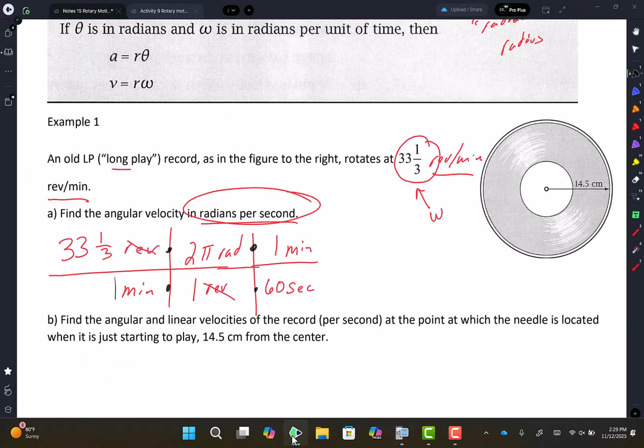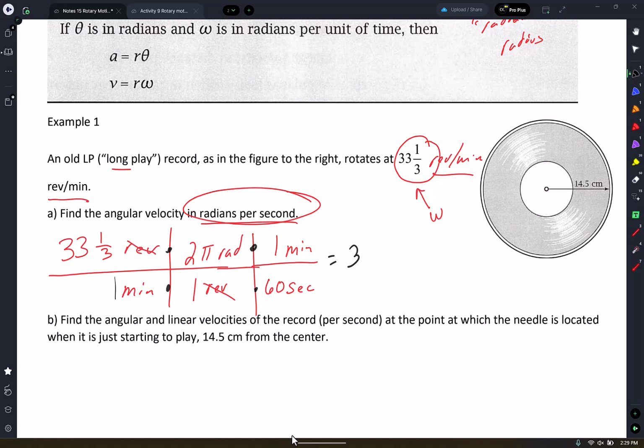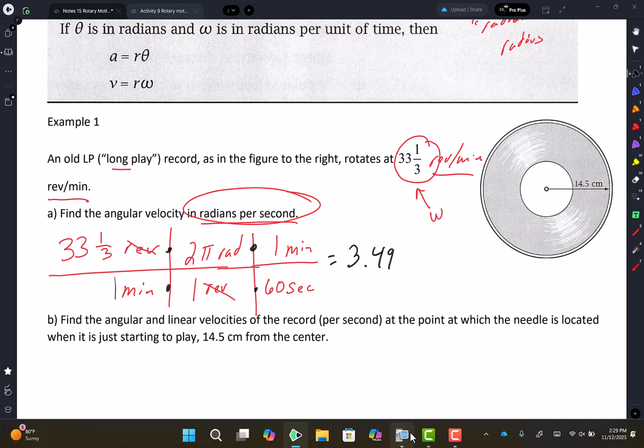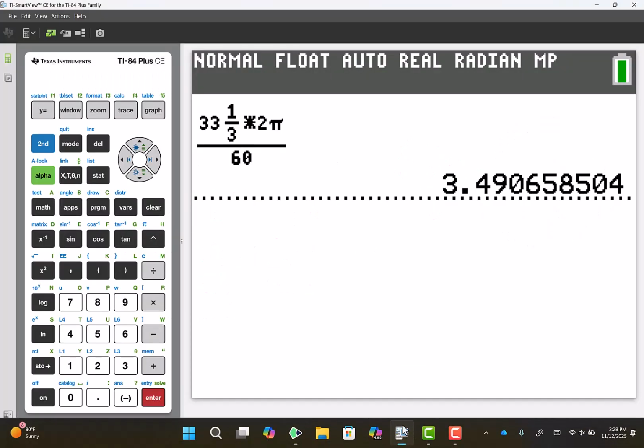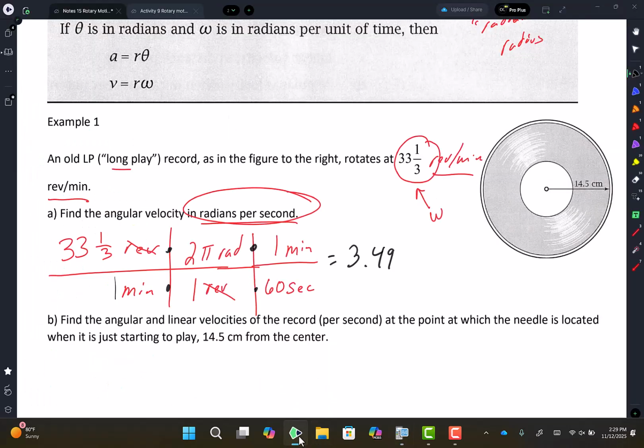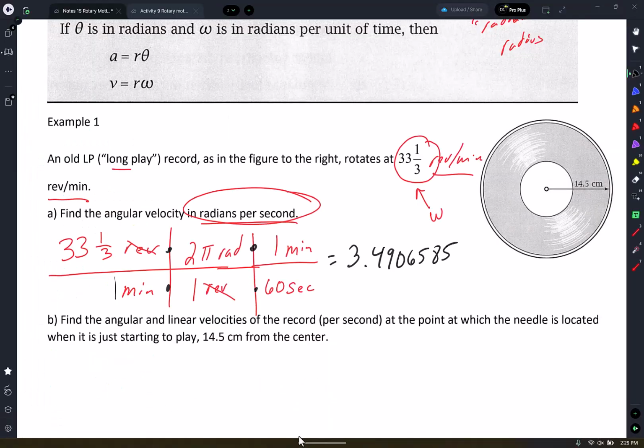4 is even better. So I'm going to write 3.49. I already forgot short-term memory. 06585. And put units. The only thing I have left is radians per second. There it is, guys. I guess you can also leave it in terms of pi, but for now, we're just going to worry about typing stuff into the calculator.